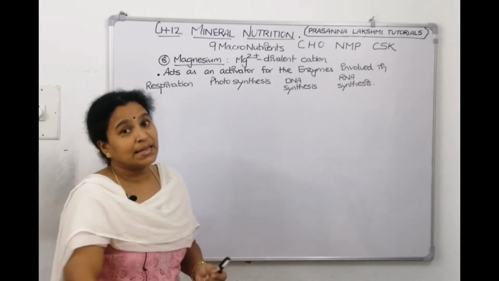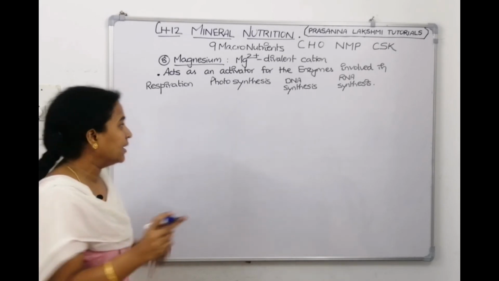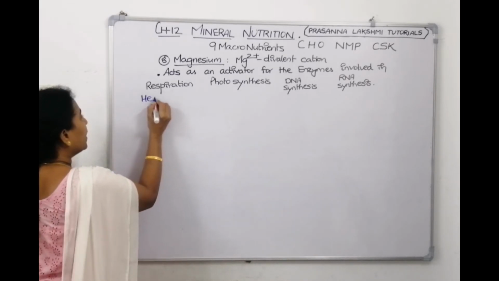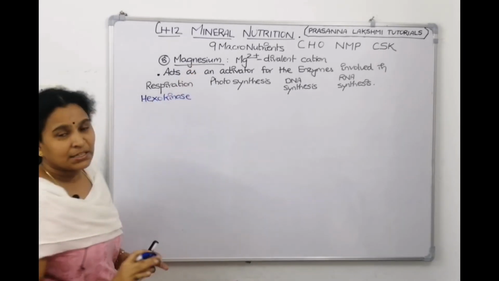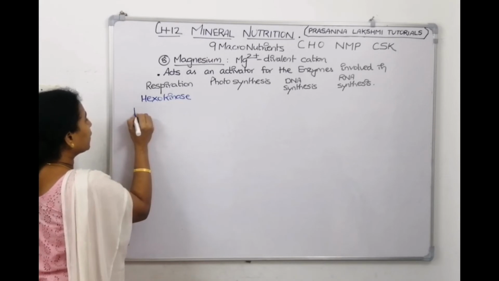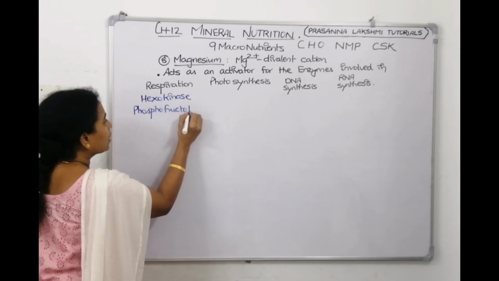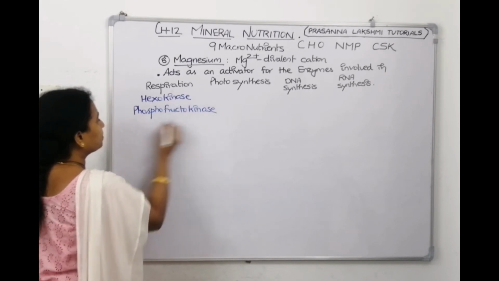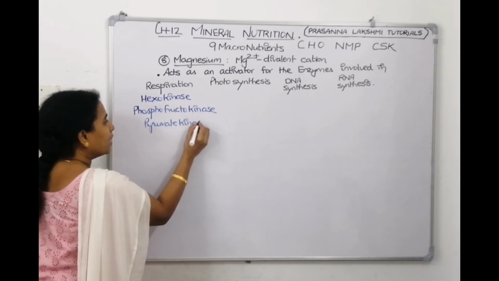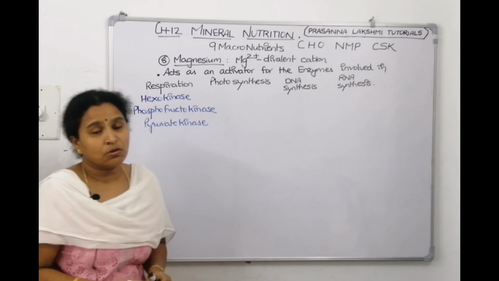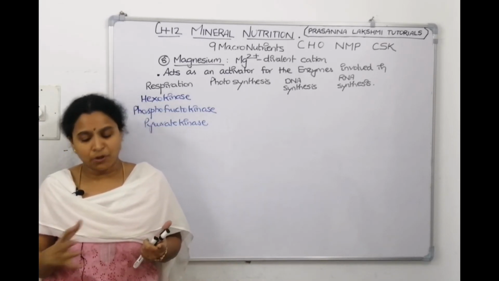What is the name of the enzyme which is involved in respiration? The first enzyme in glycolysis is hexokinase, right? For this hexokinase enzyme, magnesium is activator. Now, we can write phosphofructokinase also. For phosphofructokinase enzyme also, magnesium is an activator. Pyruvate kinase also. For pyruvate kinase also, magnesium is an activator. So many enzymes are there. Magnesium acts as an activator for many enzymes of respiration.